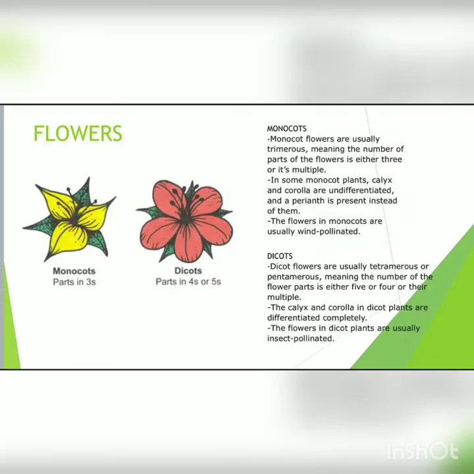Next is flowers. Monocot flowers are usually trimerous, meaning the number of parts of the flower is either 3 or its multiple. The flowers in monocots are usually wind pollinated. The dicot flowers are usually tetramerous or pentamerous, meaning the number of the flower parts is either 5 or 4 or their multiple. The calyx and the flowers in dicot plants are usually insect pollinated.